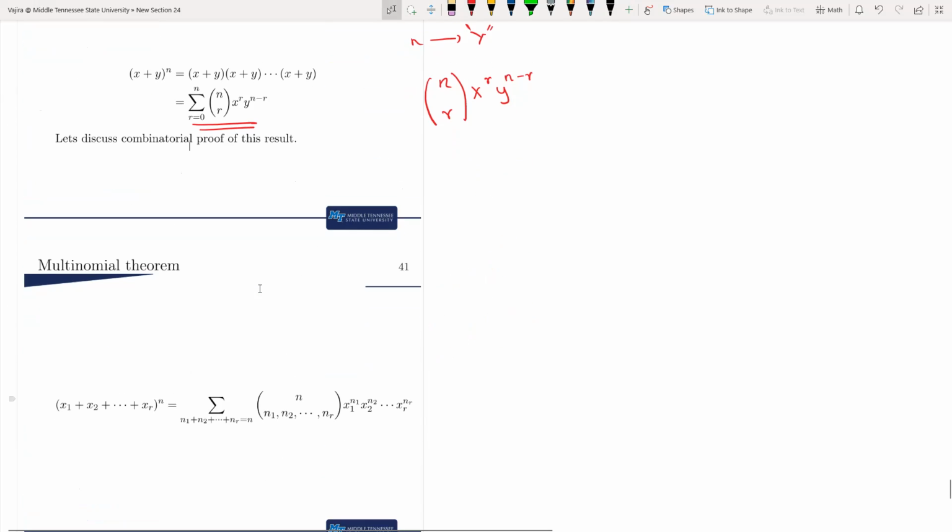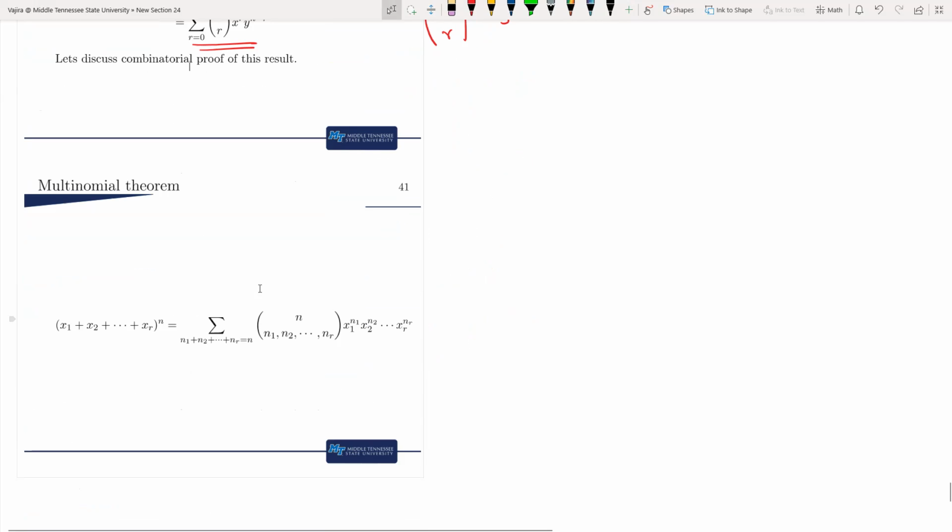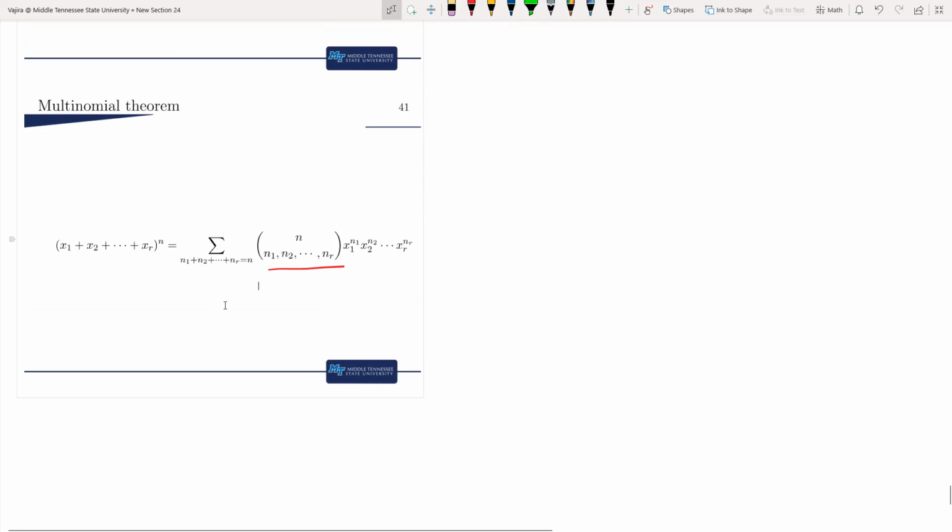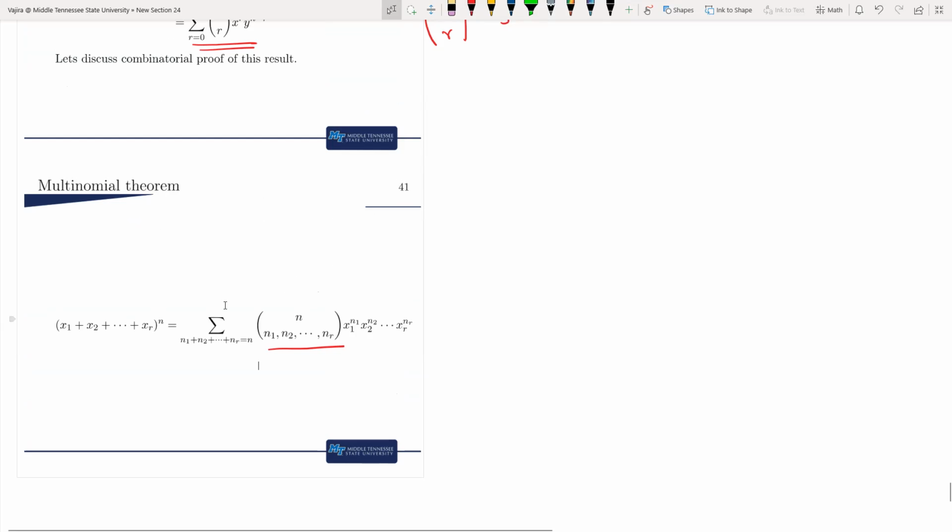The same one you can expand to the multinomial. So this is the multinomial theorem. Then we learn about this multinomial coefficient. So that's it. That's the end of module 2, part 2. We will do some sample problems from SOA for this module.